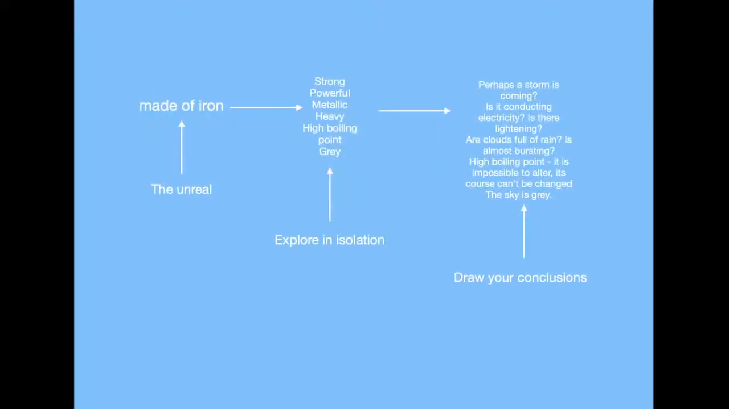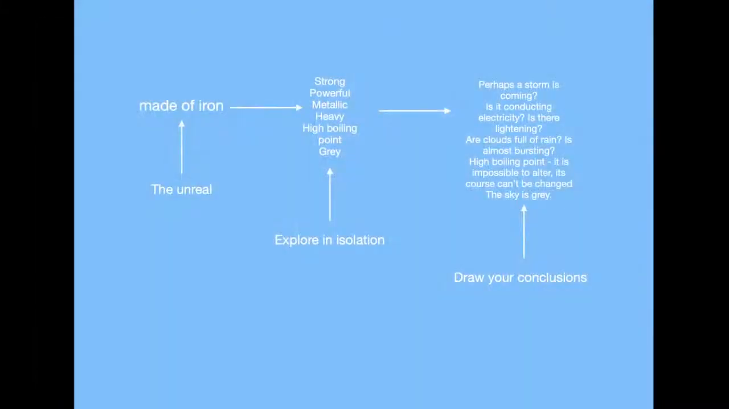We've got the unreal in isolation, and this is really crucial that you make sure when you're analysing you're only looking at the unreal. So here we are. Here's my analysis of it. So we're looking at iron. So iron is strong. Iron is powerful. Iron is metallic. Iron is heavy. Iron has a high boiling point, and it's also grey. So there we are. We're exploring the unreal in isolation, and these are the things that we know about iron.